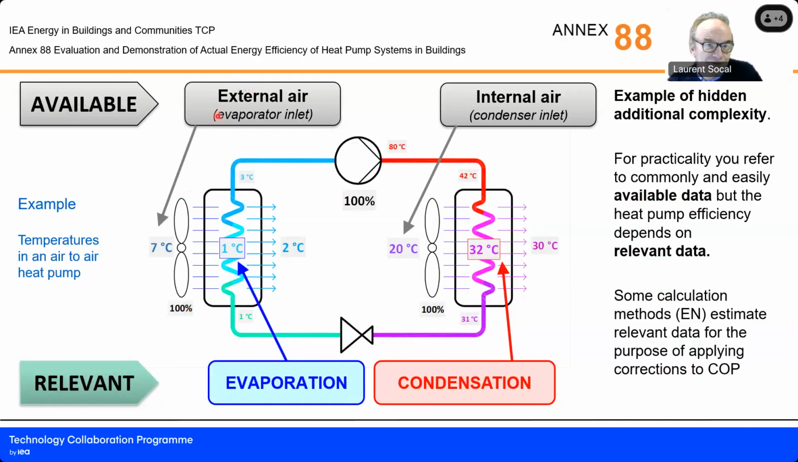And yes, usually you say, I'm working 7 to 20, because it's external air, internal air. But the heat pump actually sees the evaporation 1 degrees and 32 degrees of condensation temperature. This is relevant for the operation of the heat pump. And some calculation methods are just going from the available data to the relevant, to improve accuracy, or try to improve accuracy.